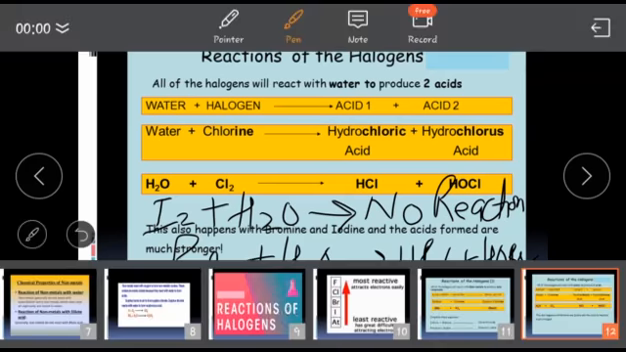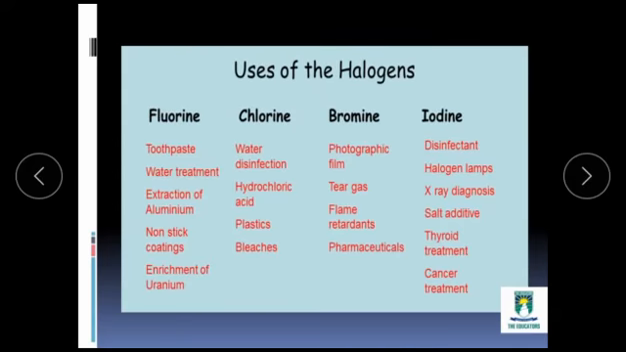Uses of halogens. What is the use of fluorine, chlorine, bromine and iodine? Fluorine is used in toothpaste, water treatment, extraction of aluminium, non-stick coating, enrichment of uranium. Chlorine is used in water disinfection, hydrochloric acid, plastics and bleaches.